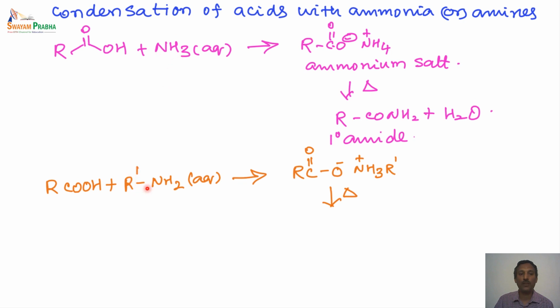And if we use a primary amine, that is R prime NH2, treated with the carboxylic acid, we again get a similar ammonium salt which on heating produces a secondary amide. In this particular case, the nitrogen is having an alkyl group on this one. So this is what is called a secondary amide. And if we do with the secondary amine, we end up with a tertiary amide. So these are all the different ways by which ammonia or the amines react with carboxylic acids.